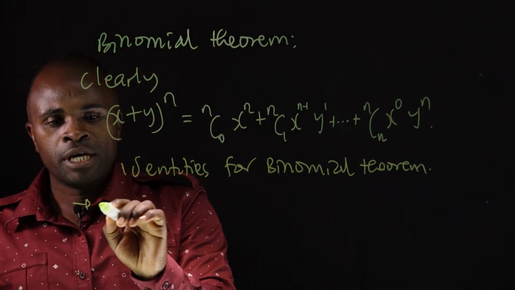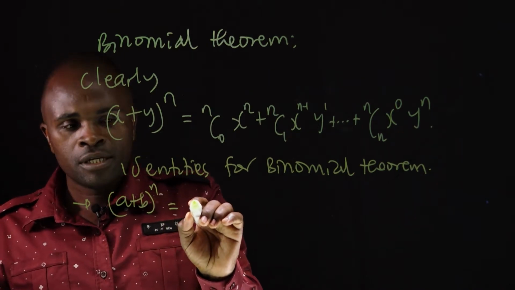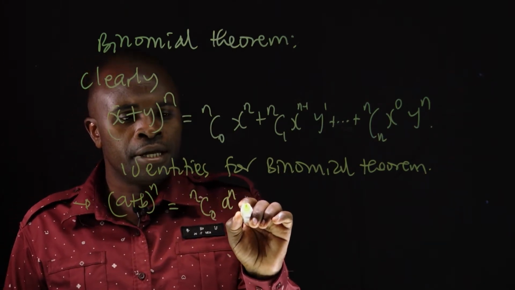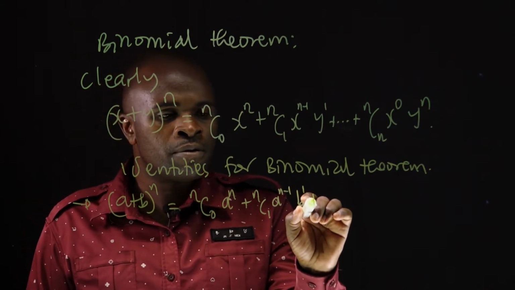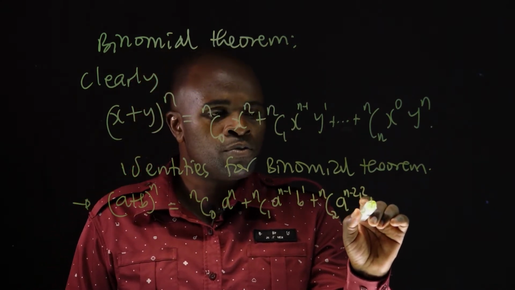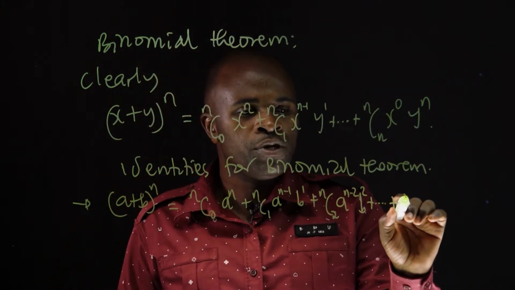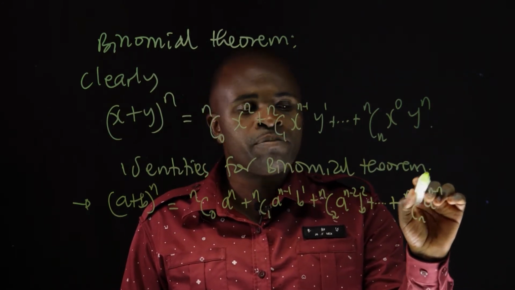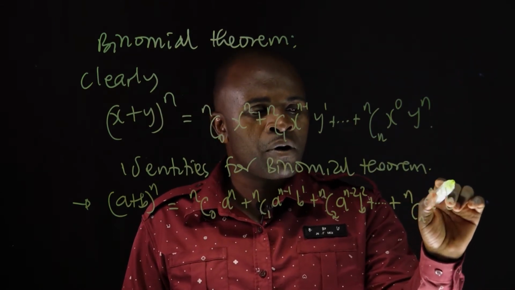We are sure that when we have (a + b)^n, we have seen this is simply nC0 a^n, nC1 a^(n-1) b^1, nC2 a^(n-2) b^2 plus, and here we are having the last term, which is going to be nCn, and here a^(n-n), which is a^0 anyway, which is 1, and a number to the power 0 is 1, and this is b^n.